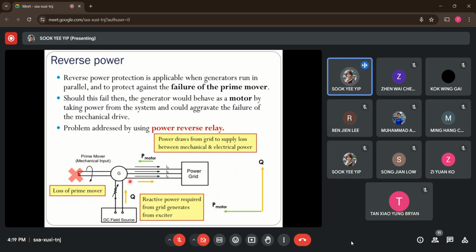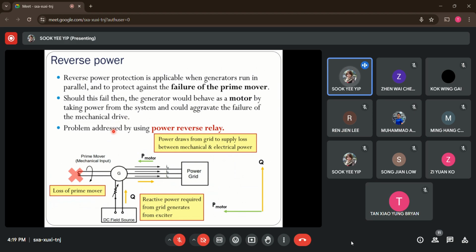So this one should give us electricity, but right now it's turned into the load, right? And at the same time, it's running at the speed of the generator, so rotating in the same direction as the rotor system. So these situations will actually aggravate the failures of the mechanical drive, which is the shaft right now.